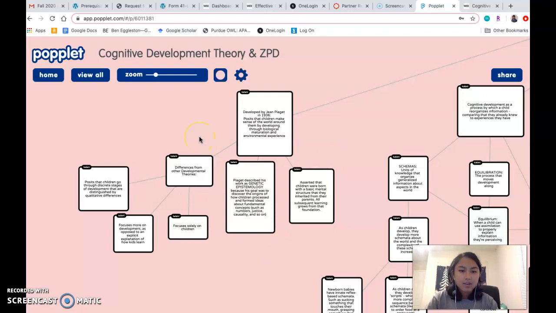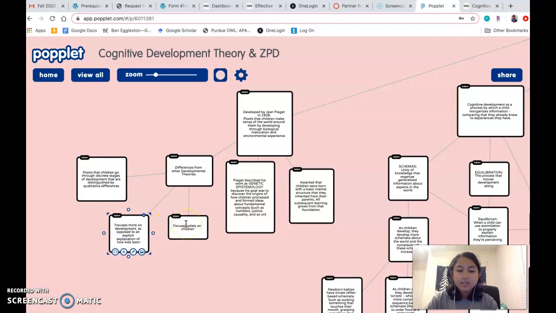At the time, his theory was different from other developmental theories for a couple of reasons. One is that his developmental theory focused solely on children. So adults, no, just children. Secondly, his theory focuses more on development as opposed to an explicit explanation of how children learn. And lastly, his theory posits that children go through discrete stages of development that are distinguished by qualitative differences.